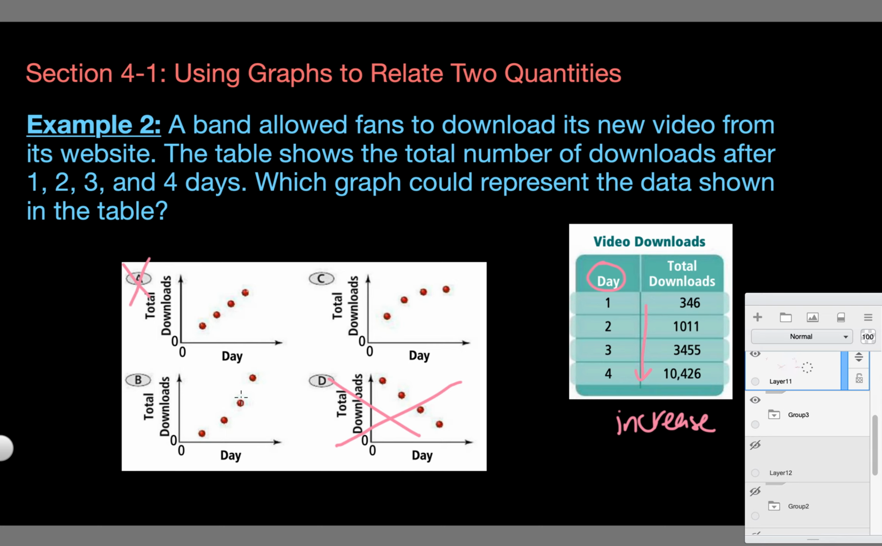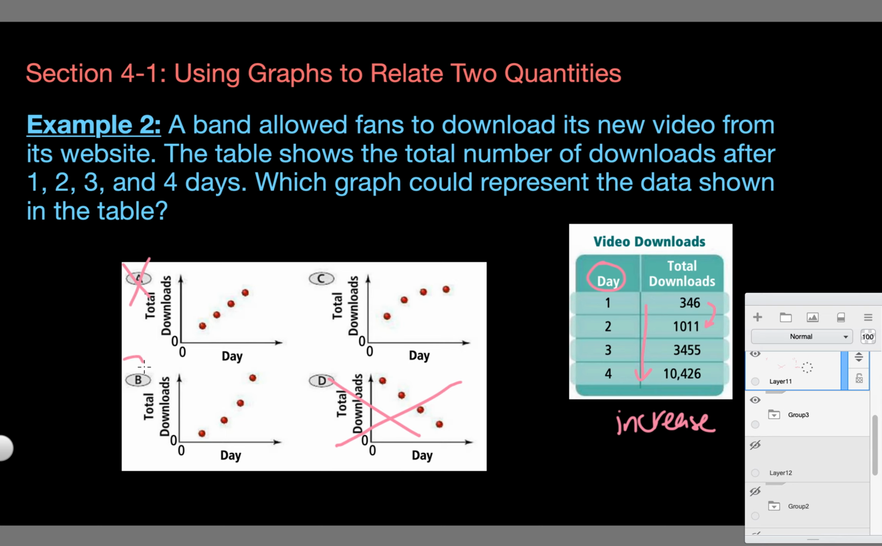So we need to look at the difference between B and C. Now, C over here, it looks like we start increasing, but then it starts to plateau almost and stop increasing and just stay kind of stagnant. But again, that's not happening. On the last day, we go from 3,000 to 10,000. That's a huge jump. That's more than what we jumped from day 1 to day 2. So I'm looking at B.